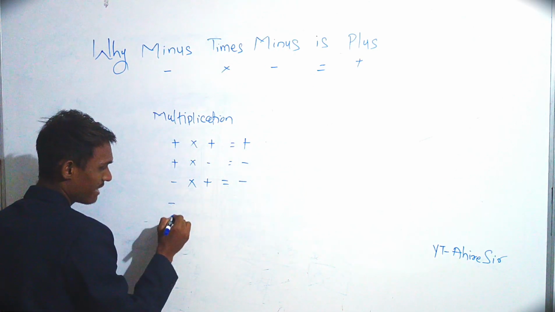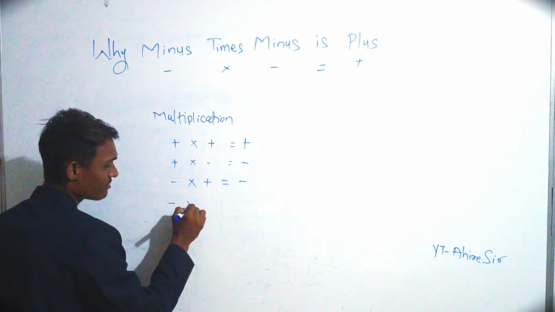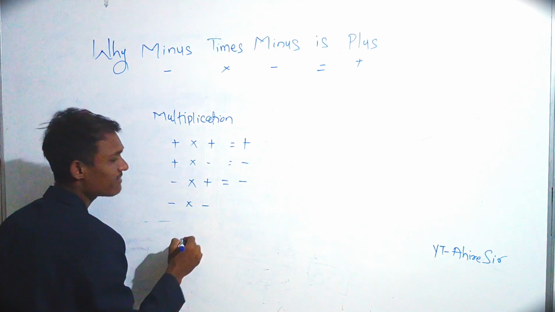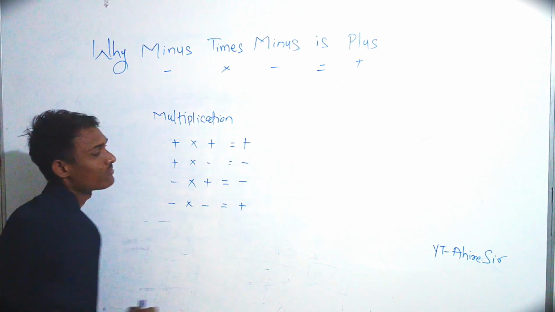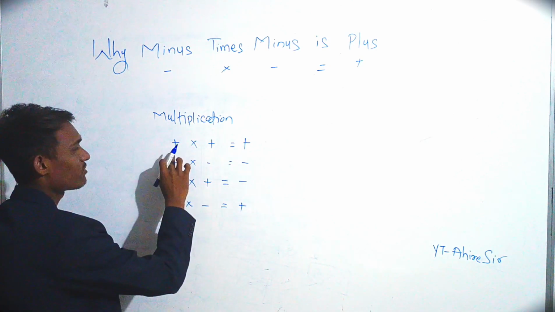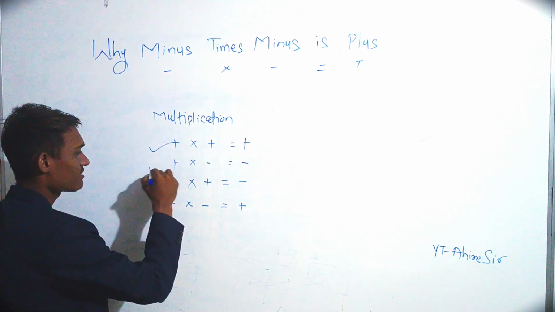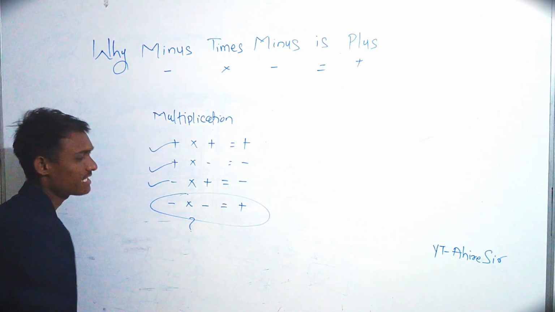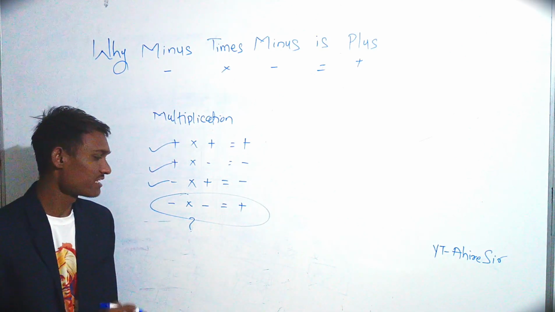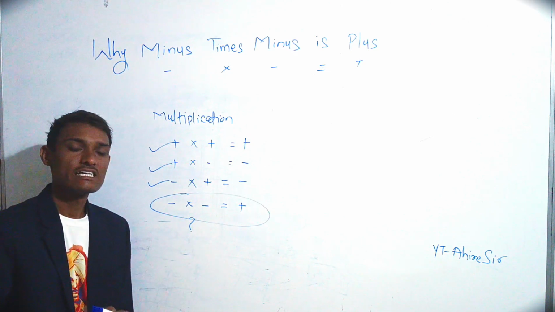Last one: minus first value multiplied by minus second value is also positive. We got the values for these, and we have to prove this: how it came about, and how negative times negative is positive.